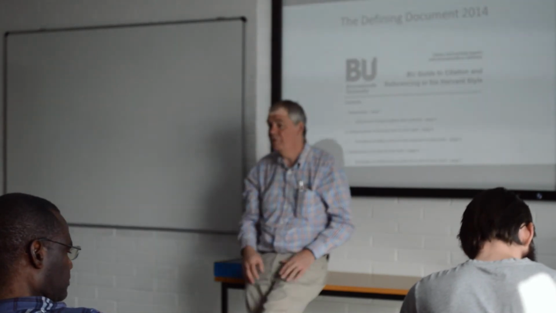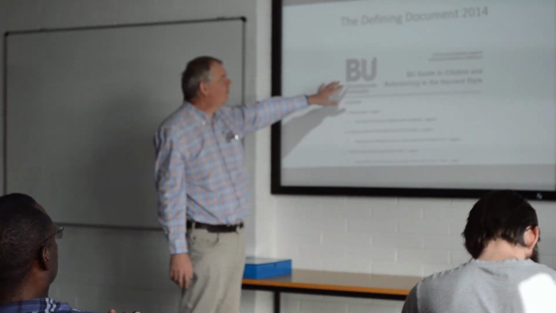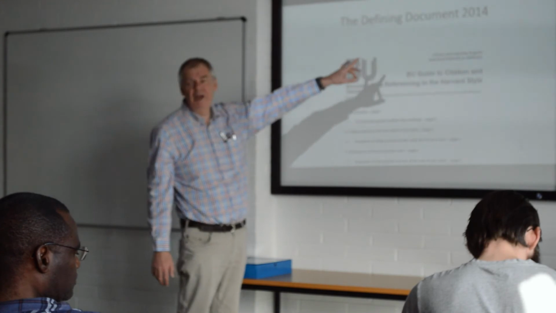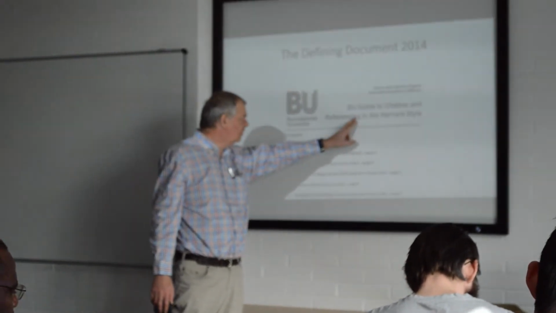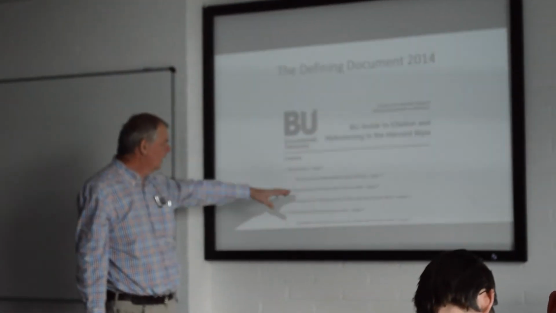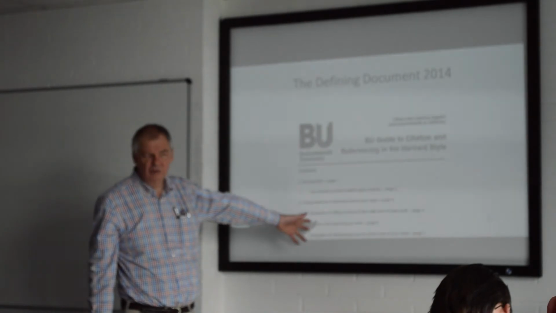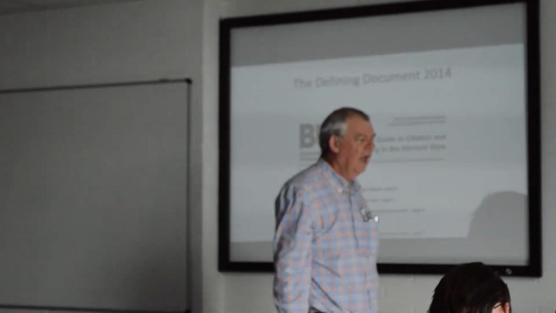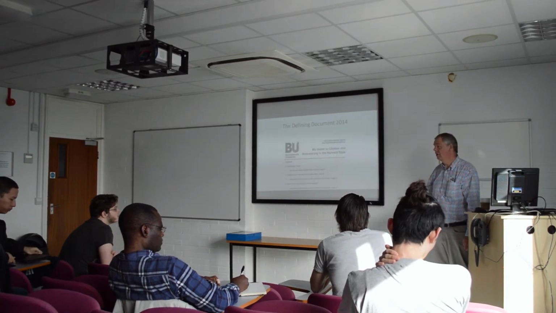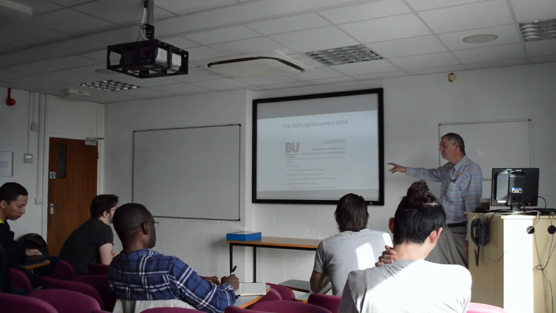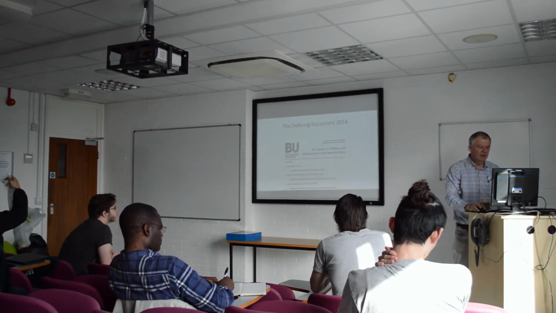To find out what the Bournemouth University one is, you use this document here. I think it changes almost every year. The latest document I've been able to find is 2014, and this one is the BU Guide to Citation and Referencing in the Harvard Style. It tells you everything you need to know about how to reference your sources. Follow that if you are submitting any work to Bournemouth University. That's the way to do it. If you're submitting work elsewhere, use their style sheet instead.